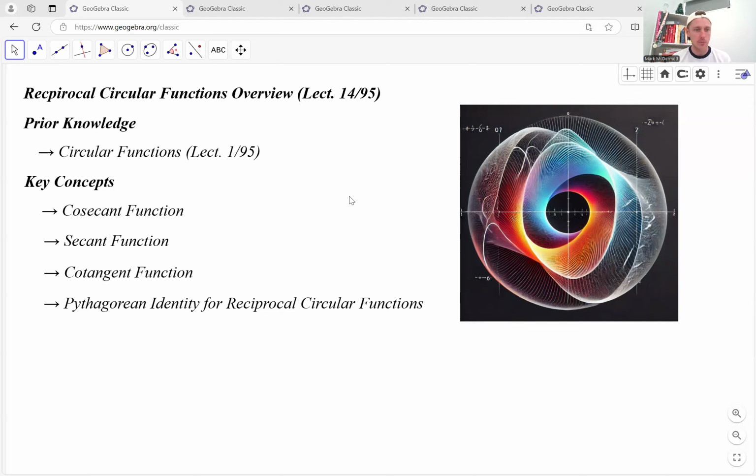We're going to look at some prior knowledge for this. Firstly, we're going to look at reciprocal circular functions, and some prior knowledge for that is regular old circular functions, which we spoke about in lecture 1. So I'll put that link below. Some of the key concepts we're going to cover are the cosecant function, the secant function, the cotangent function, and then we'll look at the Pythagorean identity for reciprocal circular functions.